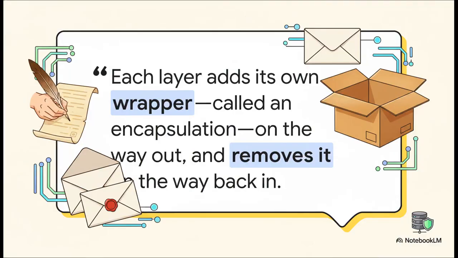So how does this all work together? The magic word is encapsulation. As data travels down through those 7 layers, each layer wraps it in its own little package, kind of like a Russian nesting doll. On the way out, a wrapper is added at each layer. And on the receiving end, each wrapper is removed as the data goes back up.